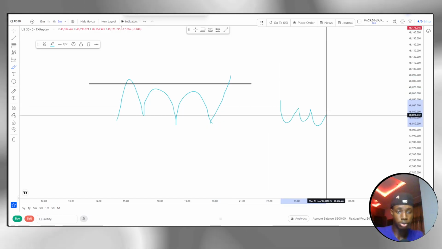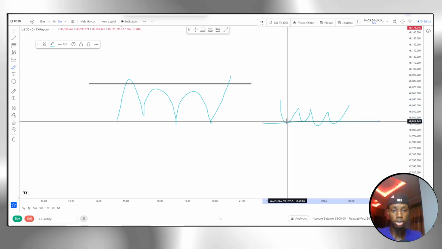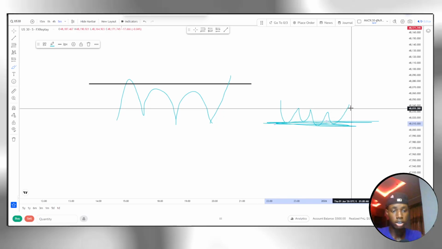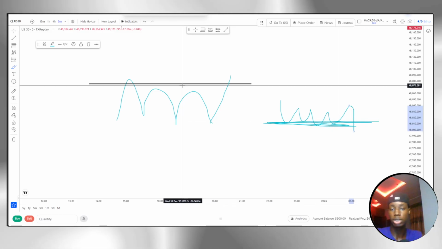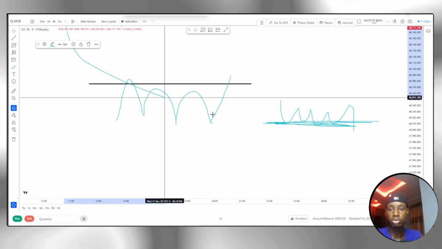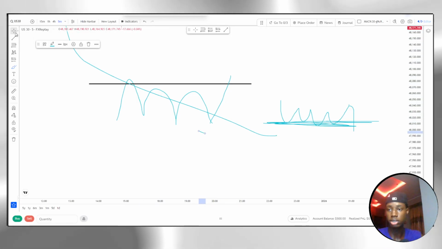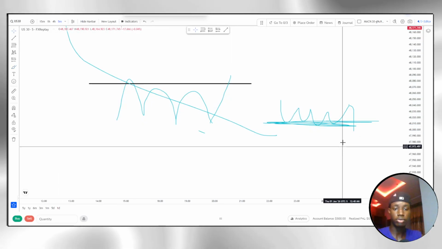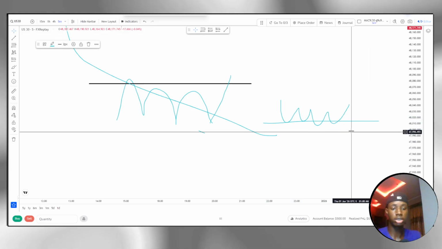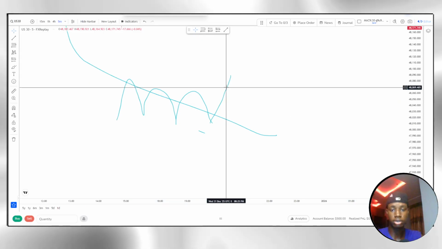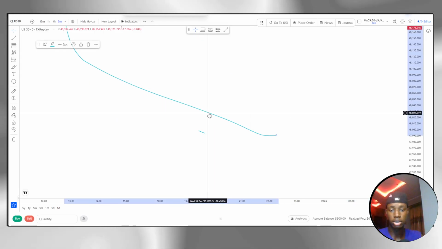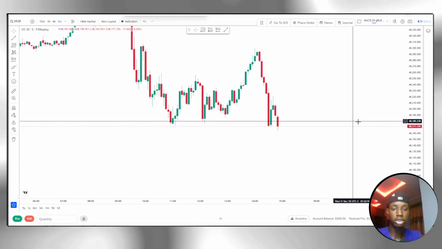If we have support right here, we draw our level right here as support. If market opens and price starts to break below, we take our sell trade right there. So you already know the strategy. Let's see if we can get the backtesting started. Let's clear this out for a bit and let's go.